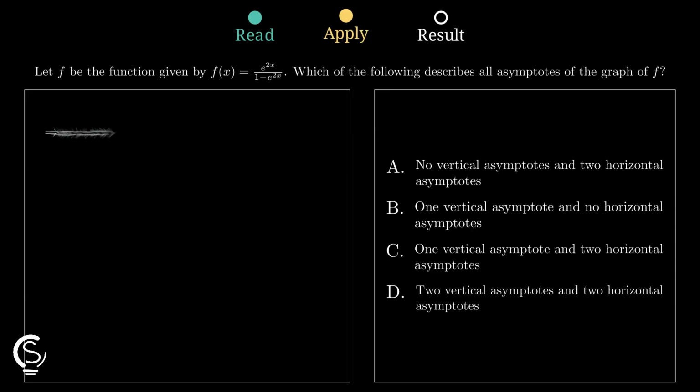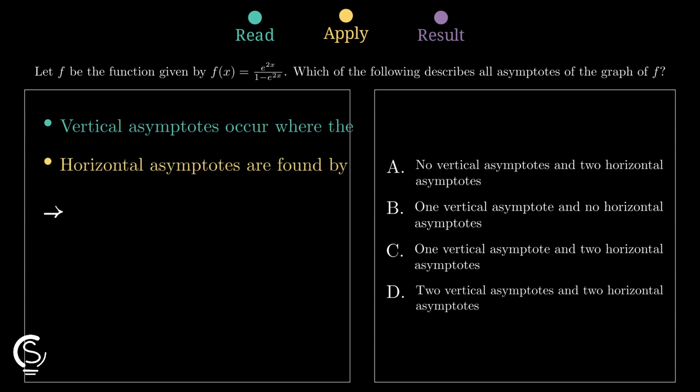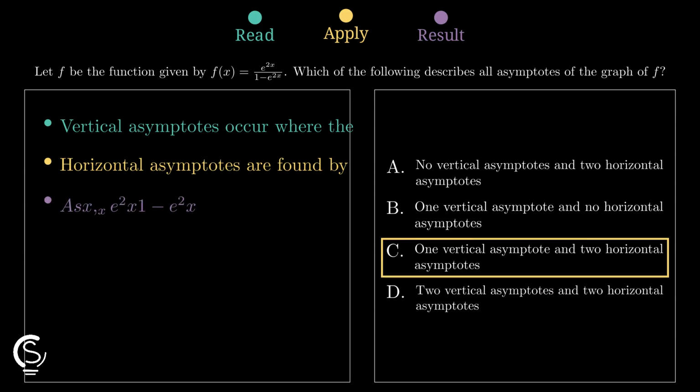Next, find horizontal asymptotes by checking limits at infinity. As x goes to negative infinity, the function approaches 0, giving us our first horizontal asymptote. As x approaches positive infinity, the terms dominate for a limit of -1. With 2 horizontal asymptotes, option C is correct.